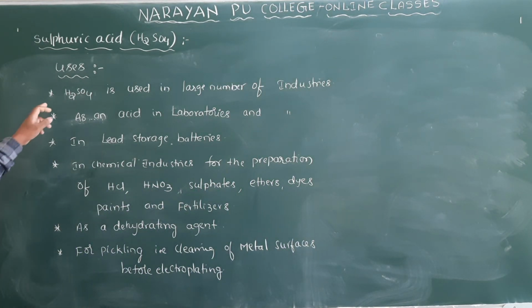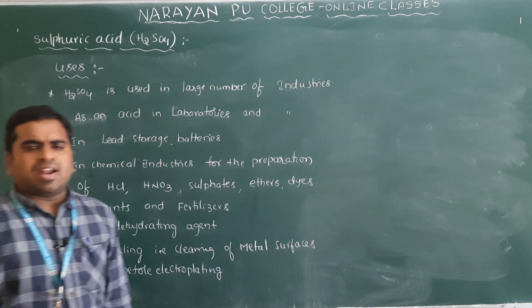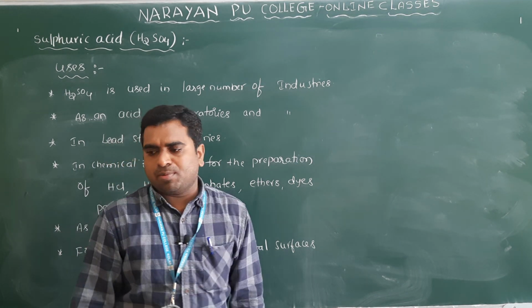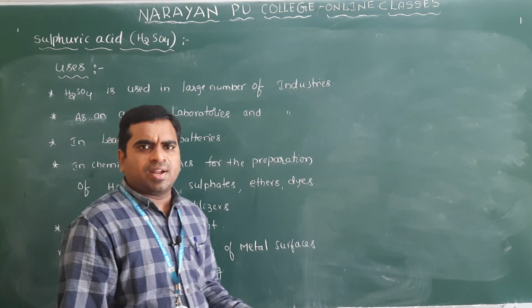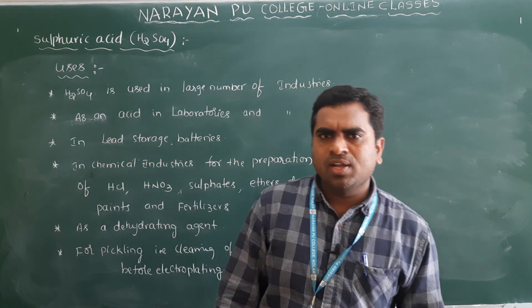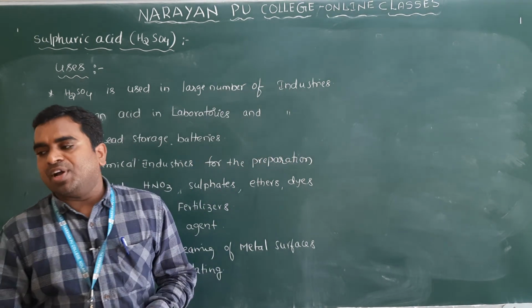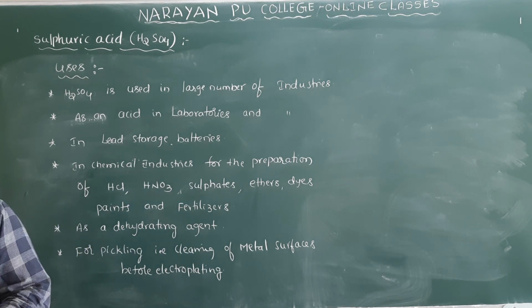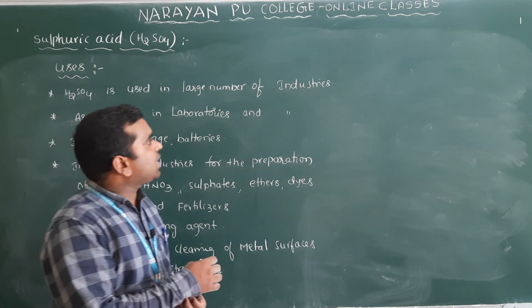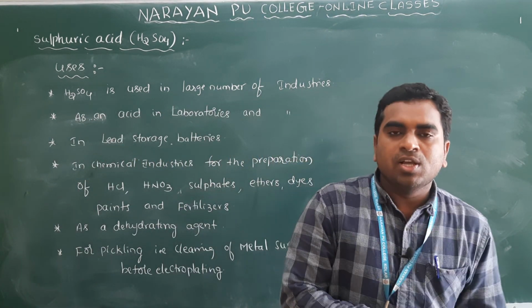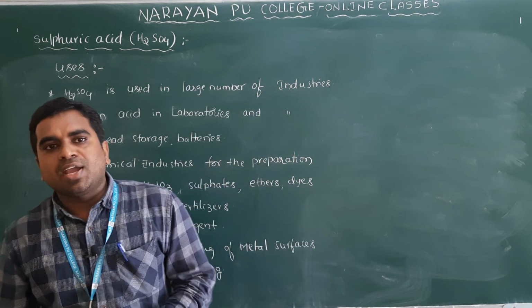H2SO4 is used in a large number of industries and has a wide range of applications. That's why the industrial strength of a nation largely depends upon the amount of sulfuric acid produced and consumed. Clear? And mainly, concentrated H2SO4 is called the king of chemicals.